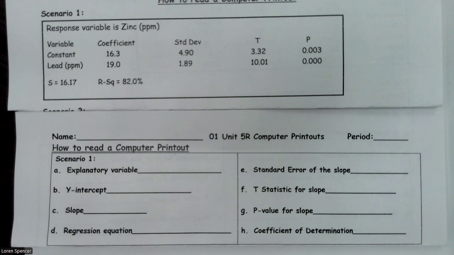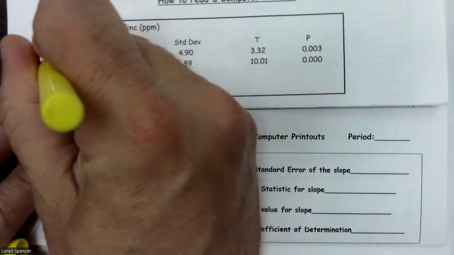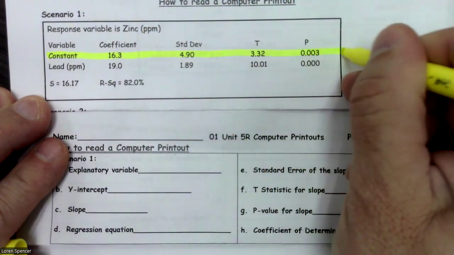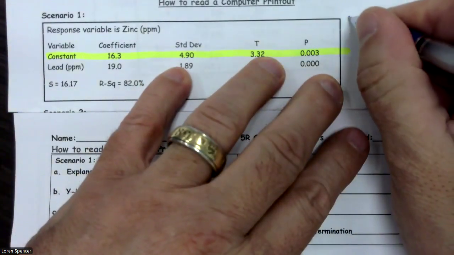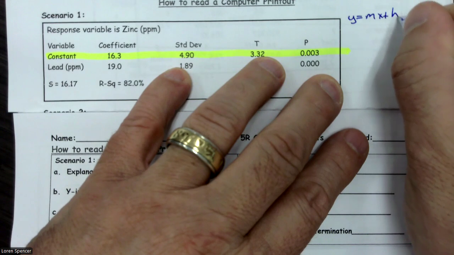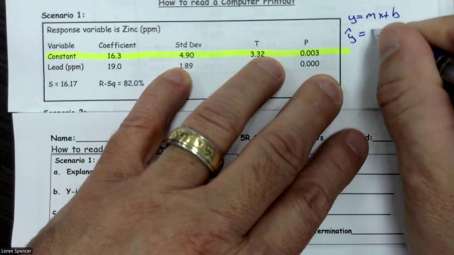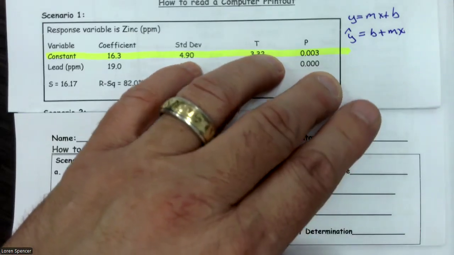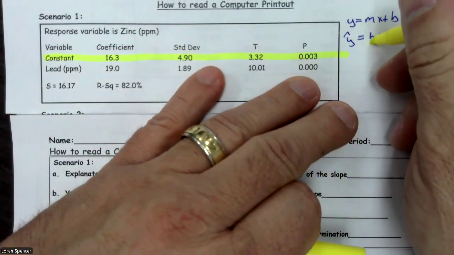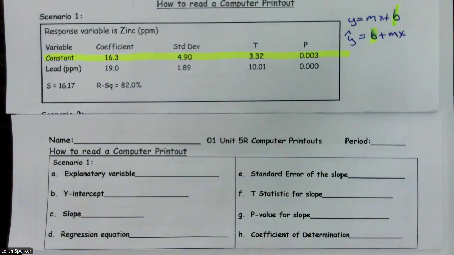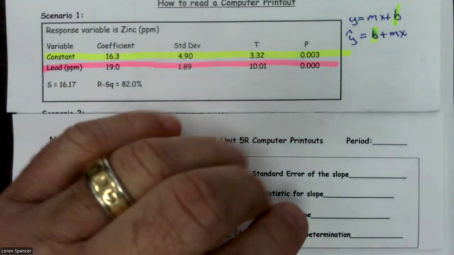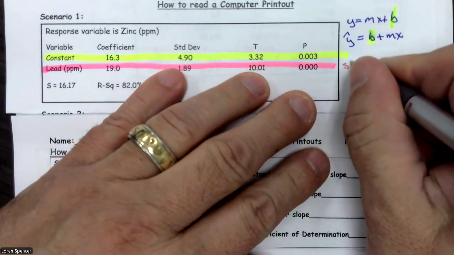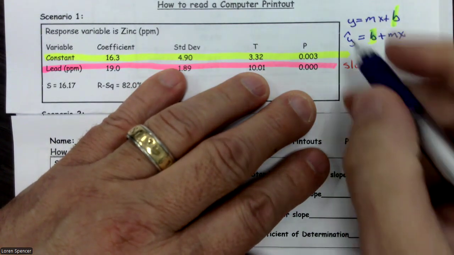So first off, the very first thing I want to do is identify my y-intercept row. That's my y-intercept row. And remember, when we're working with regression, we're always working with y equals mx plus b, but for this class, we're going to do y hat equals b plus mx, where b is our y-intercept and our slope is plain old m. So this would be my slope row, and this is my y-intercept row.